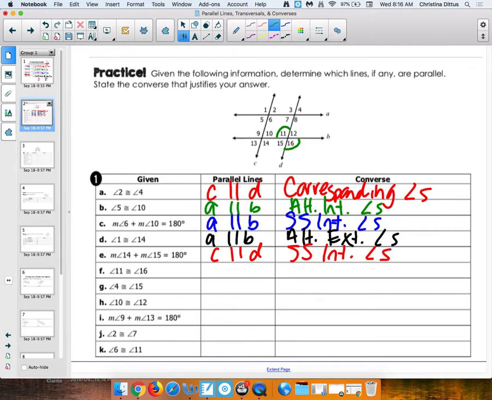What kind of angles are they? Vertical. Vertical angles don't tell me anything is parallel. So can I say anything's parallel? No, or none. And we don't have a reason, or if you want a reason, say they're vertical. Not one of our fancy angles. Next question.